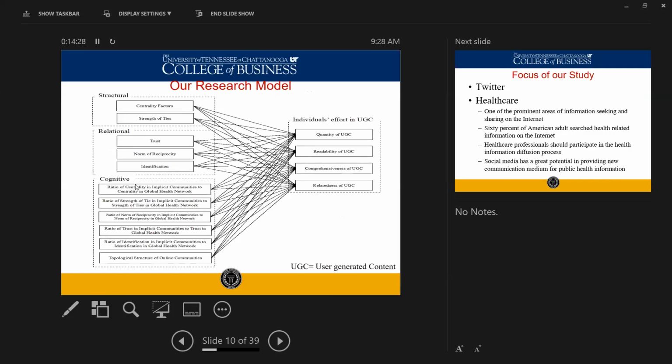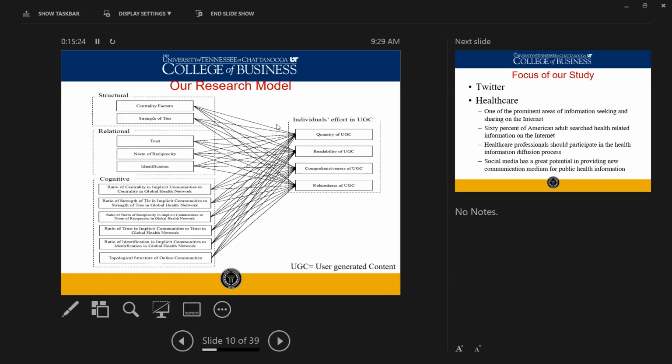So related to the structural, relational, and cognitive dimensions, we use the structural dimension in implicit community and measure it by the centrality factors and the strength of the ties or the strength of the relationship. So the centrality factor is how central is the person's position in the community and what is the strength of their ties with the other members of the community or the relationships. The relational dimension is measured through trust, norm of reciprocity, and the identification, which is the same as given by Chu. And the cognitive dimension is measured by these six factors: ratio of centrality to implicit communities, ratio of strength of ties, ratio of norm of reciprocity, trust, and so on.